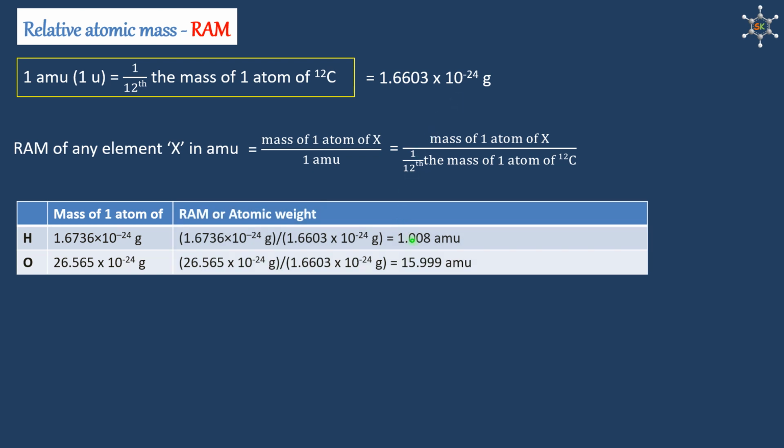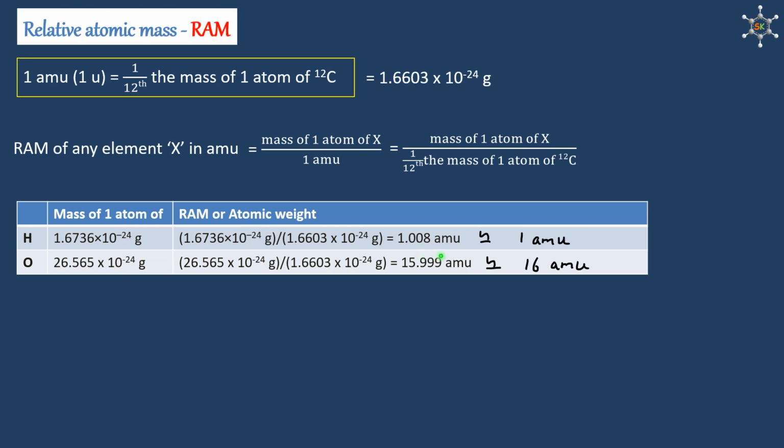After doing that, we get the atomic weight of hydrogen as 1.008 AMU, and for all the practical purpose, we approximate it and consider it as 1 AMU. And that of oxygen is 15.999 AMU, and for all the practical purpose, we approximate it and consider it as 16 AMU.